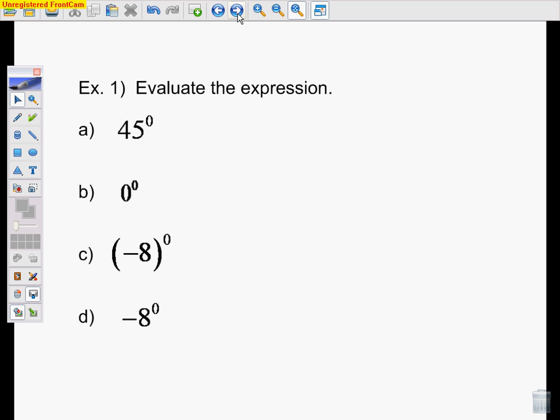So let's try a couple of problems. First of all, 45 to the 0. Well, anything to the 0 power is 1. 0 to the 0, well, that's actually undefined. Negative 8 to the 0 power, well, that's 1.